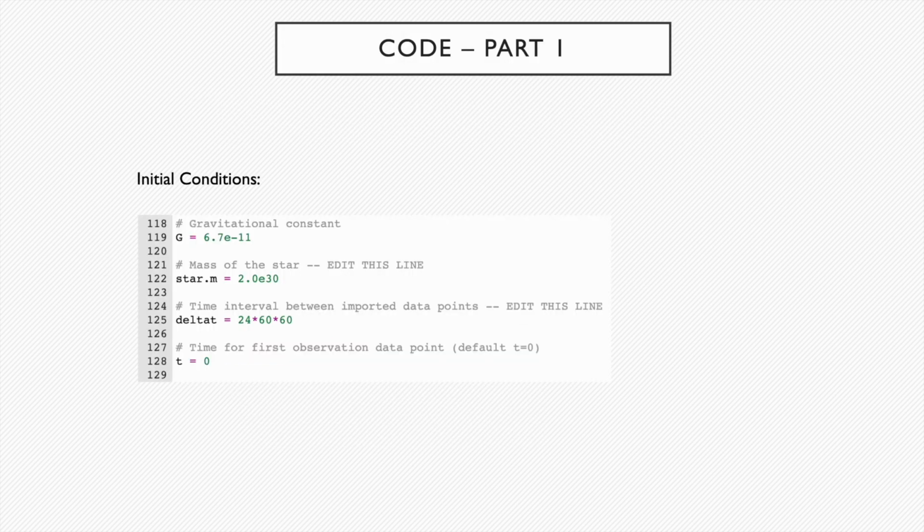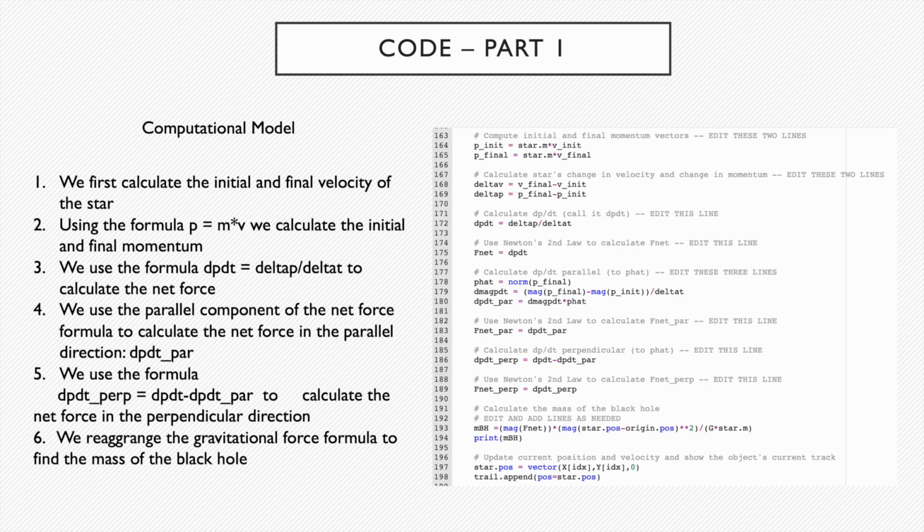And then the code for part 1. So the initial conditions are as follows. I inputted the values for G, the mass of the star, and the delta T. For the computation model for part 1, I first calculated the initial and final velocity of the star, and then using the formula p = mv, we calculate the initial and the final momentum. Then we use the formula dp/dt = Δp/Δt, which is the change in momentum over change in time, to calculate the net force.